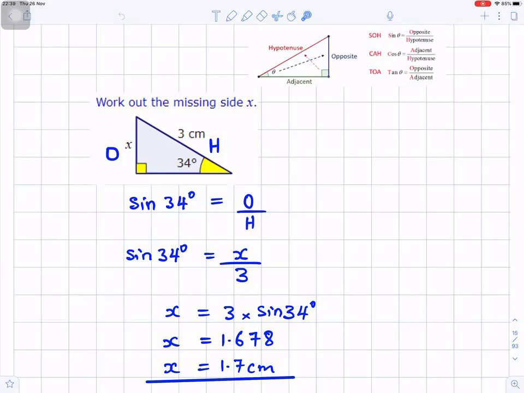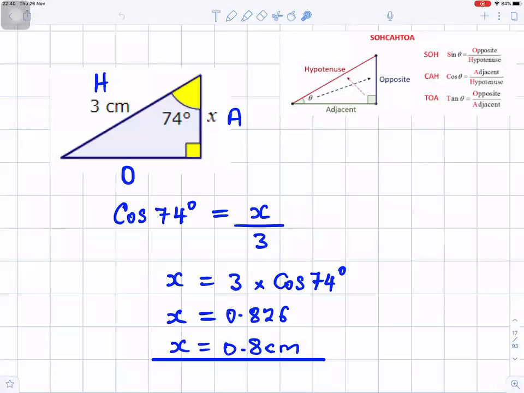It's divided by 3 on the right. If we take it to the left hand side, it would be times 3. The inverse of divide is times when you cross to the other side. So it's divided by 3 on the right, when it goes to the left, it's times 3. So it becomes x is 3 times sine 34 degrees. Put that in your calculator, you get 1.678 centimeters, which to the nearest one decimal place is 1.7 centimeters.